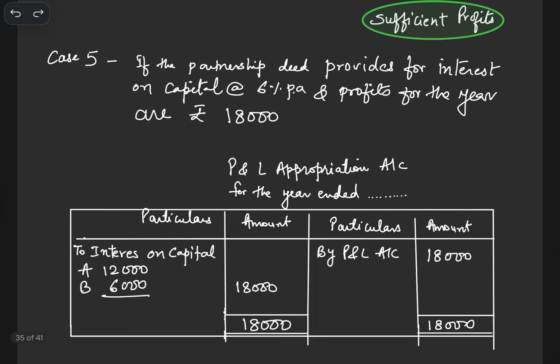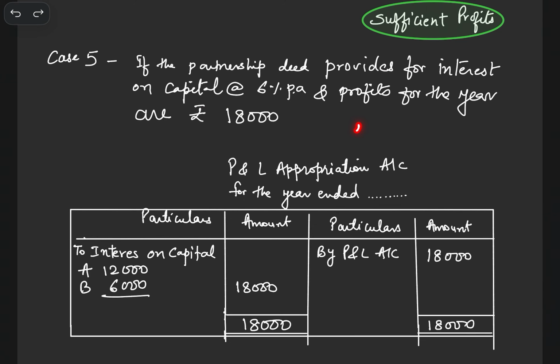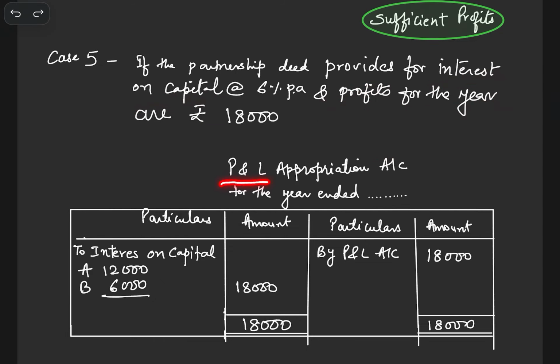Case number 5. In this case, see, if the partnership deed provides for interest on capital and profits for the year are rupees 18,000. So in this case also, once again we say that we have to consider interest on capital as appropriation, right? Appropriation means interest on capital be paid only when profits are there in the organization. So we have profits, and that is why we are making profit and loss appropriation account.